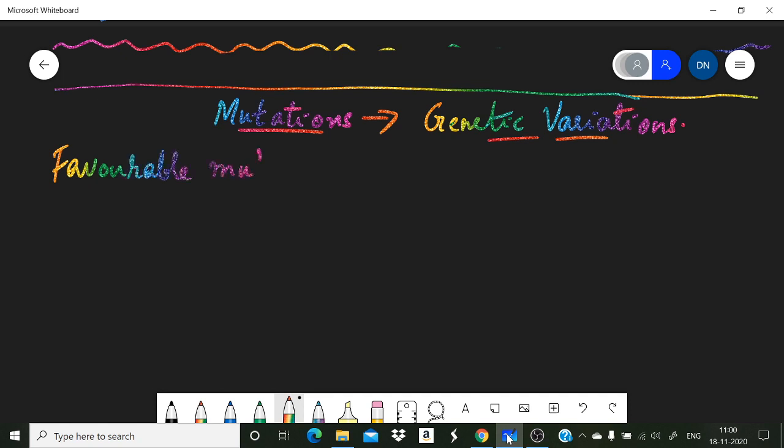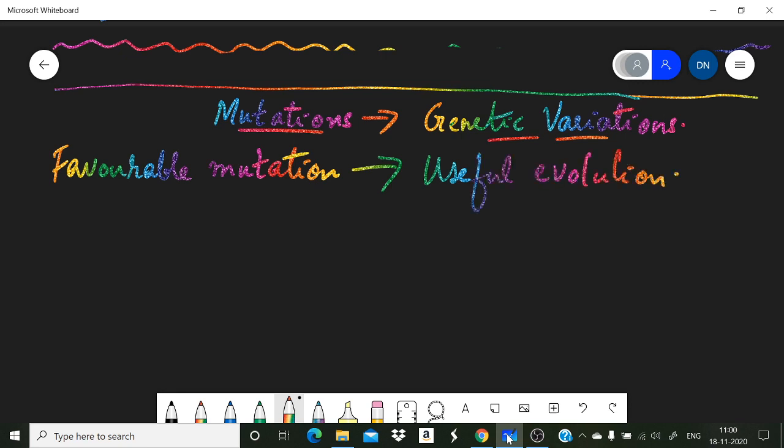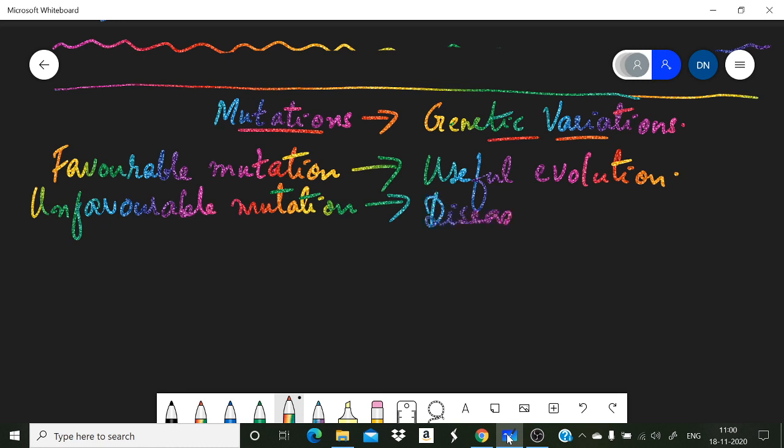Favorable mutations may lead to useful evolution, whereas unfavorable mutations may lead to diseases. So now we will study about mutations in human beings. Unfavorable mutations may lead to diseases.